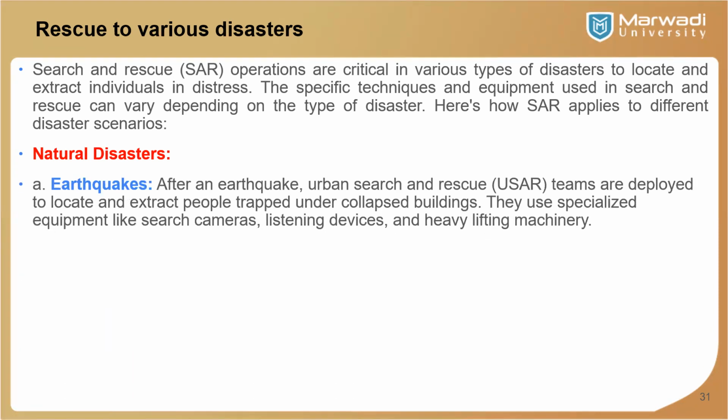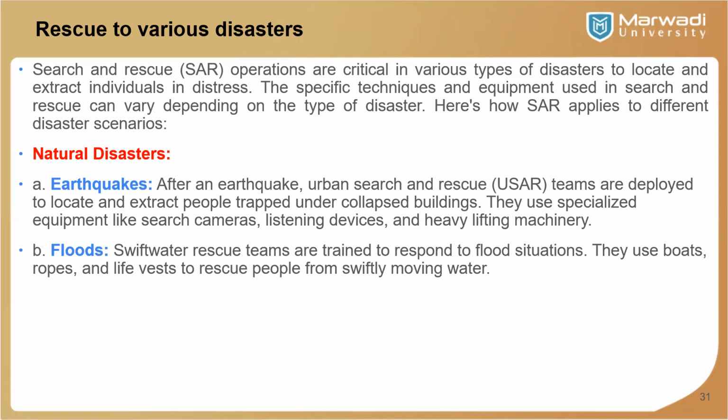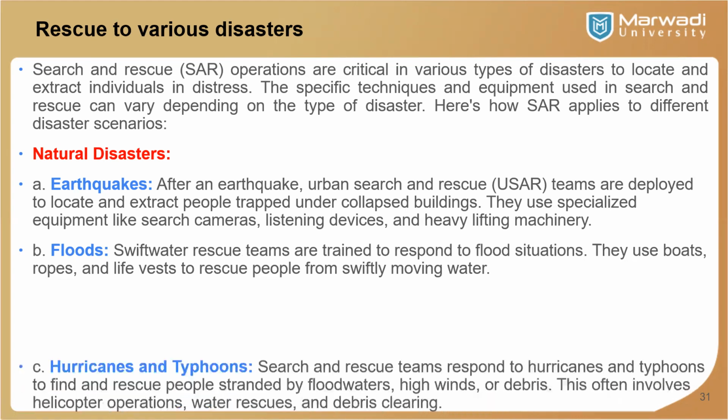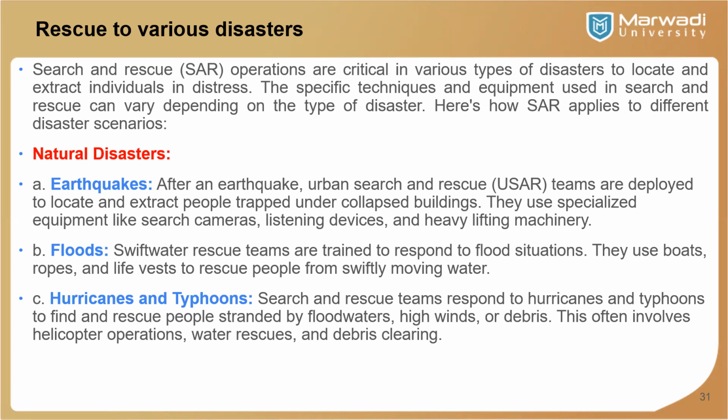In natural disasters like earthquakes, after an earthquake, urban search and rescue teams are deployed to locate and extract people trapped under collapsed buildings. They use specialized equipment like search cameras, listening devices, and heavy lifting machinery. During floods, swift water rescue teams are trained to respond to flood situations. They use boats, ropes, and life vests to rescue people from swiftly moving water.